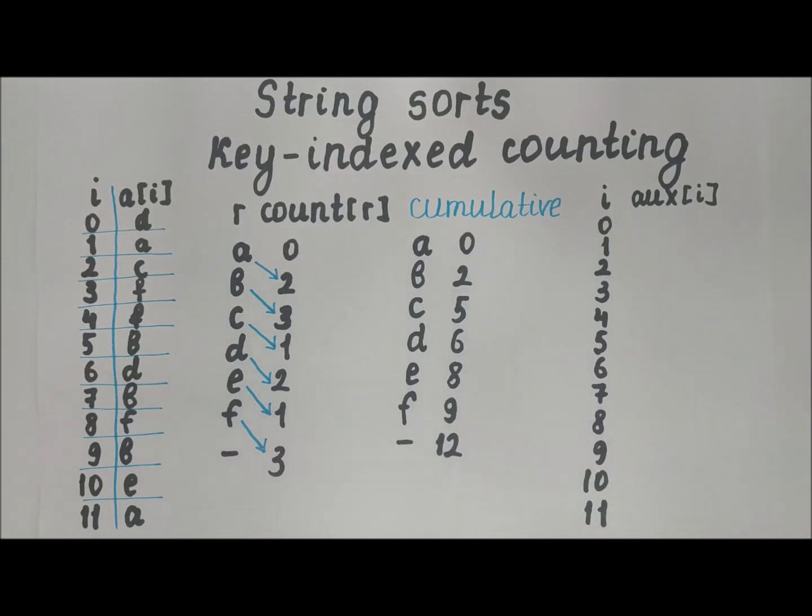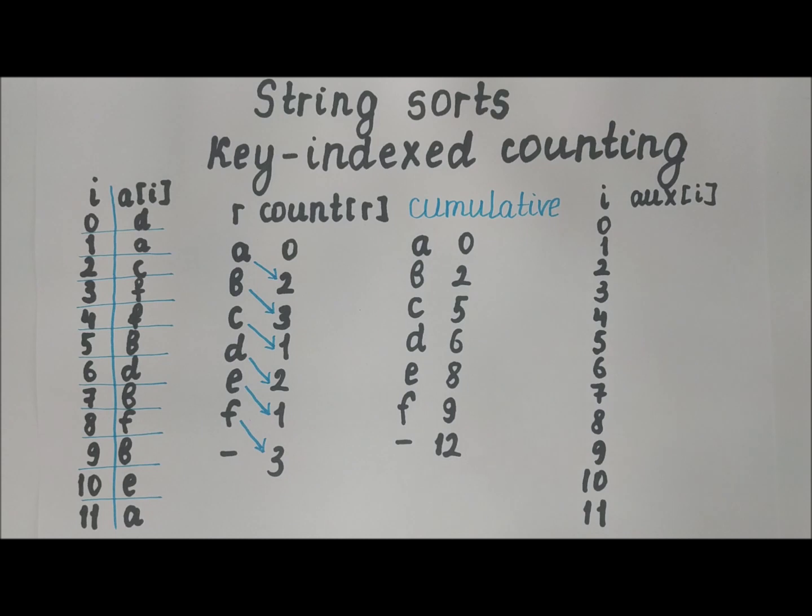Key-indexed counting. The goal of this algorithm is to sort an array of n integers between 0 and R-1. In our case, R is 6, as you can see: a, b, c, d, e, and f. So we have 4 loops. The first loop is used to count frequencies of each letter using k as index. And the second loop is used to compute frequency cumulates, which specify destinations.